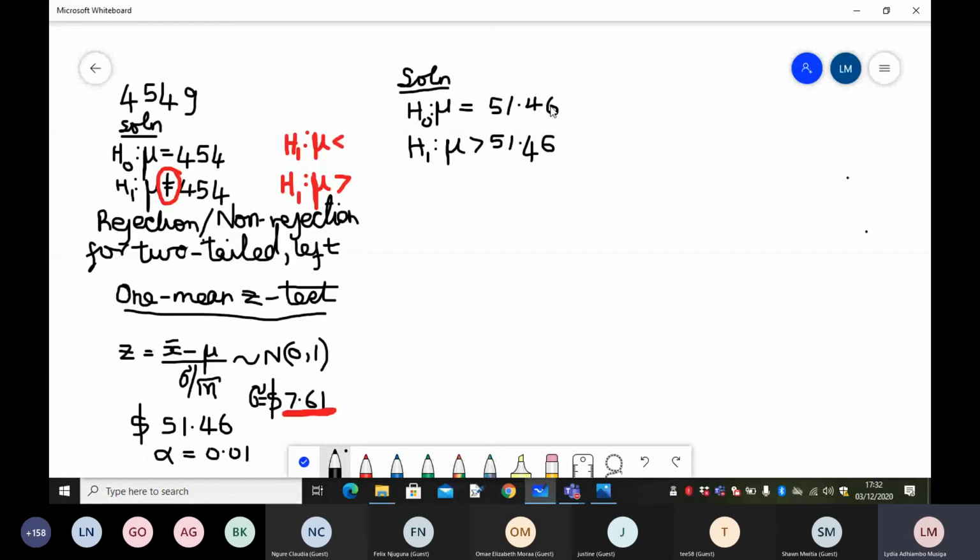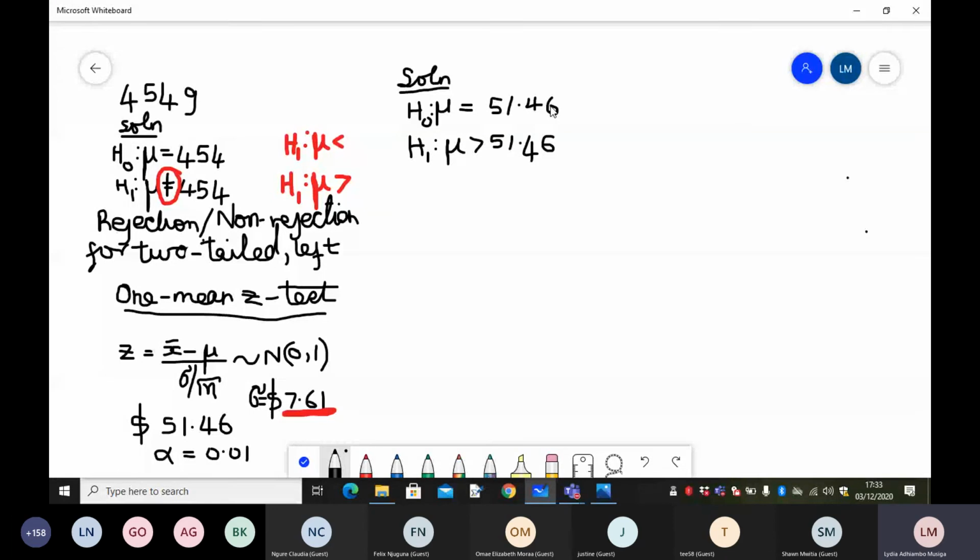The null is mu equal to 51.46. The alternative, we need to check whether the prices of the books have increased. So because of the word increased, we use the greater than sign. Now we already have our null and our alternative.